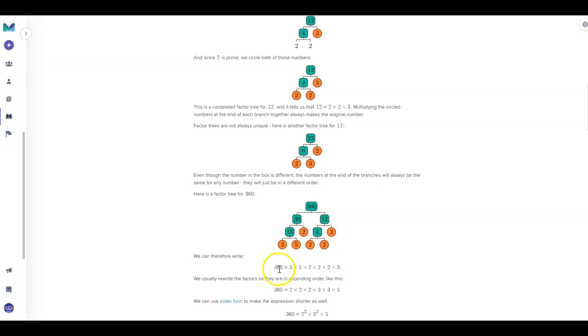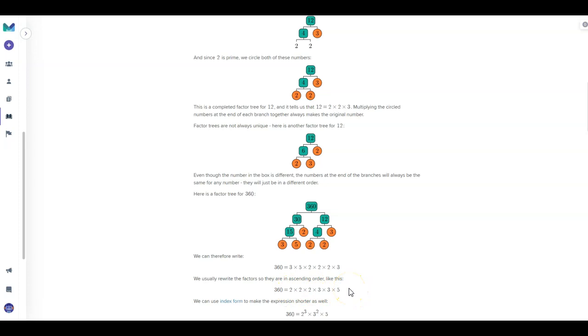So we can see down the bottom here, 360 equals 3 times 5 times 2 times 2 times 2 times 3. Preferably we rewrite that into ascending order, and again, because they're all multiplication, we know we can move them around, we can reorder. So this is a preferred example here, where we go from the smallest numbers, so 2 times 2 times 2 times 3 times 3 times 5. So we get that down here.